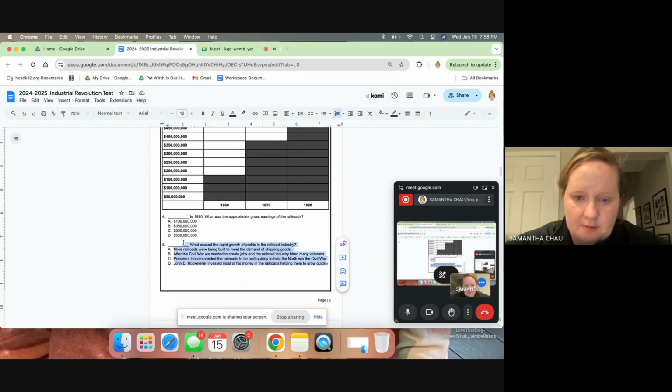Number 5. What caused the rapid growth of profits in the railroad industry? More railroads were being built to meet the demands of shipping goods. After the Civil War, we needed to create jobs, and the railroad industry hired many veterans. President Lincoln needed the railroads to be built quickly to help the North win the Civil War. John D. Rockefeller invested most of his money in railroads, helping them to grow.